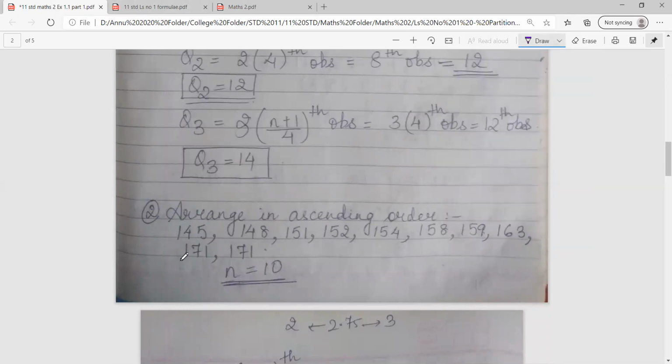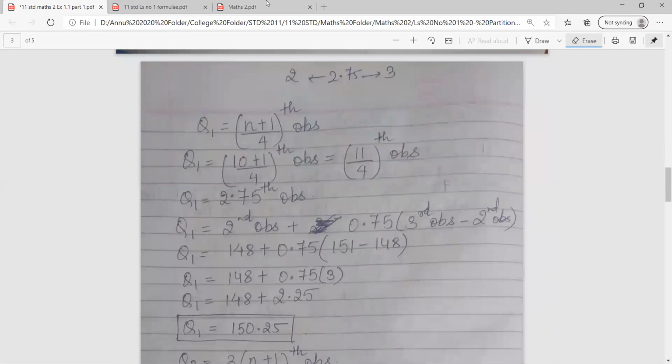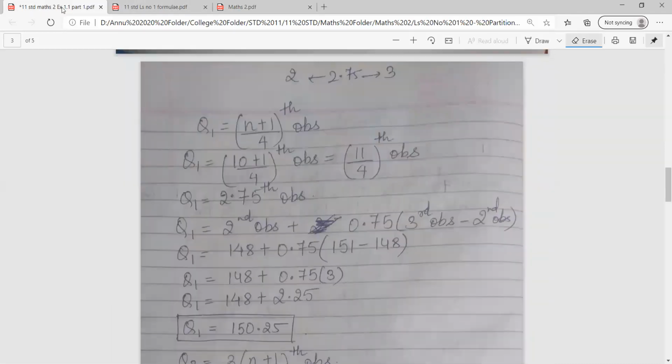So you have to write it as many times as it is repeated, okay? As you can see, n is equal to 10 over here, that is given to us. So now we'll put the formula. Again, let us see what has been asked. They have told you to find out Q1 and Q3, that is first quartile and third quartile. So we'll put the formula.